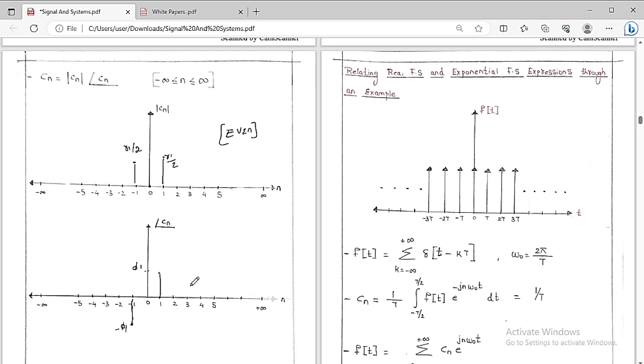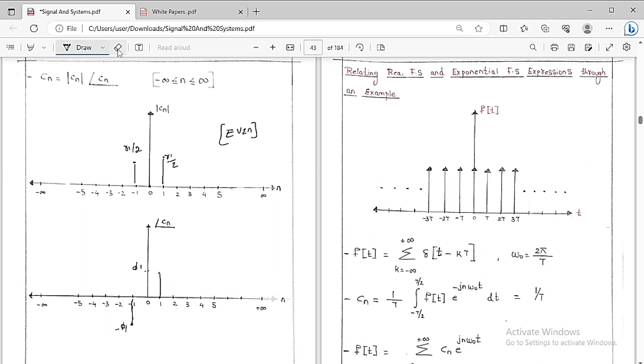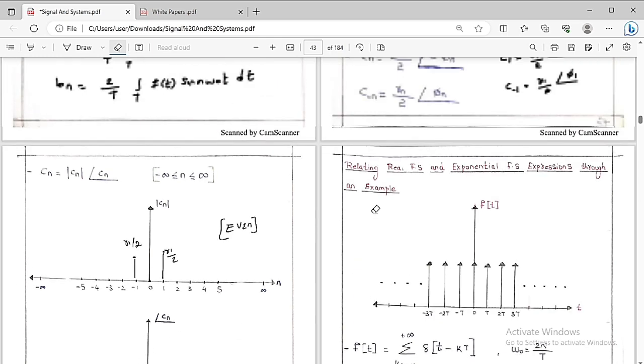For C1 the angle is minus phi 1, so it will be down. Let me rub this one. This will be down, and there will be a small correction here. Let me rub this part and bring it down. So what is the C1?